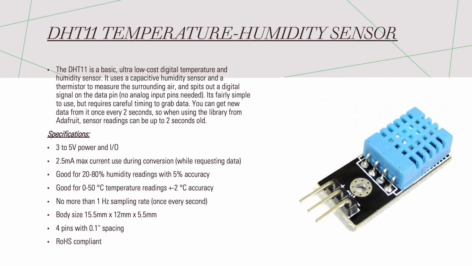The second one is the DHT temperature and humidity sensor. The DHT is a basic ultra-low cost digital temperature and humidity sensor. It uses a capacitive humidity sensor and a thermistor to measure the surrounding air and spits out digital signals on the data pin. No analog input pin needed. It is fairly simple to use but requires the careful timing to grab data. You can get new data from it every 2 seconds. So when using the library from the Adafruit, sensor reading can be up to 2 seconds old.